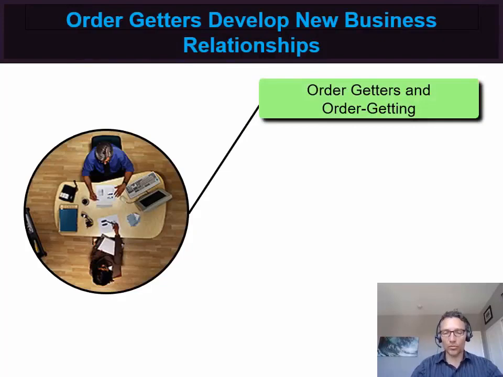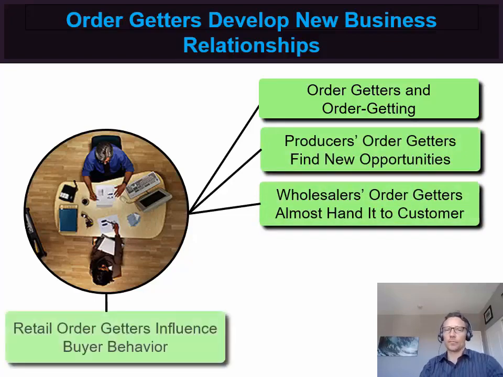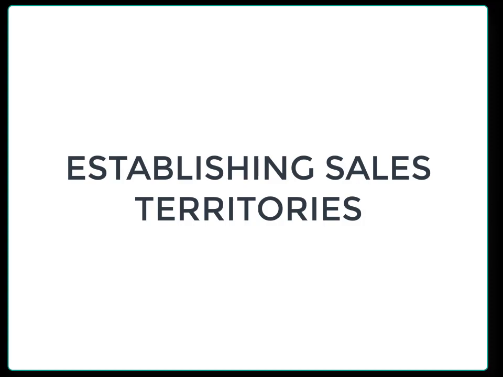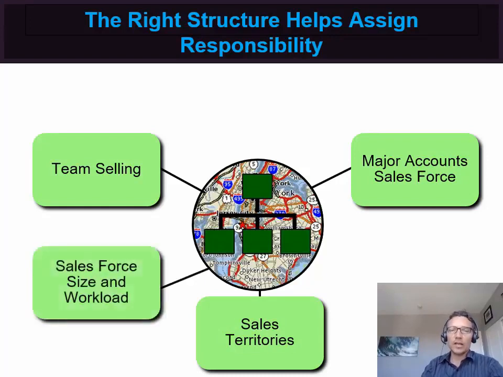I mentioned order getters develop new business relationships, look for new opportunities, and get new clients. There's different sales organization structures, and these can be large. You look at a company like Avon, and they have thousands and thousands of employees.